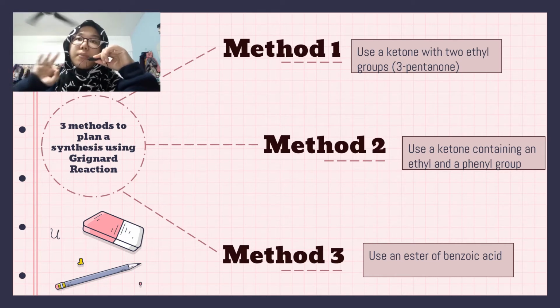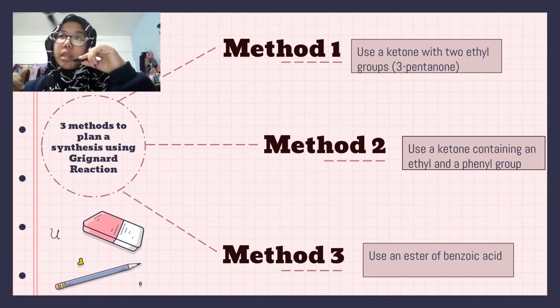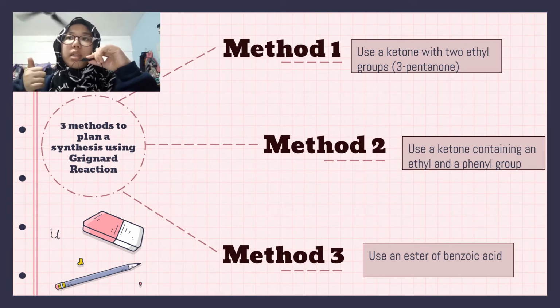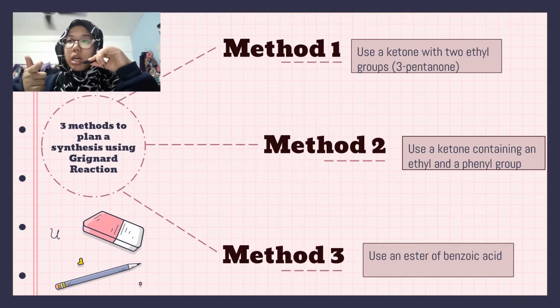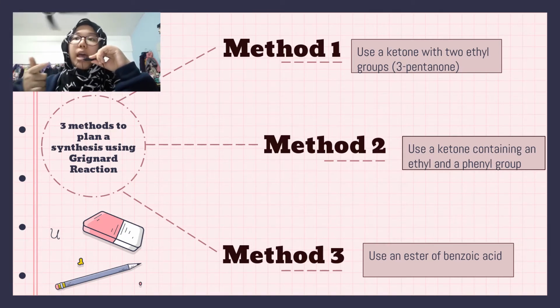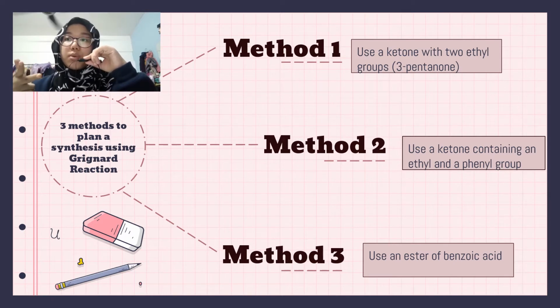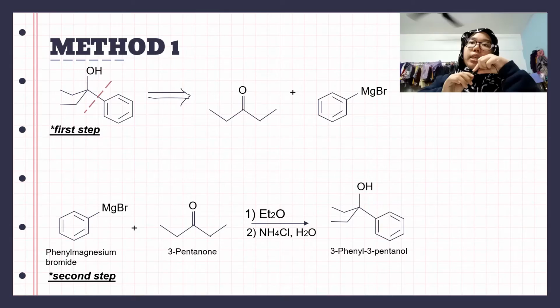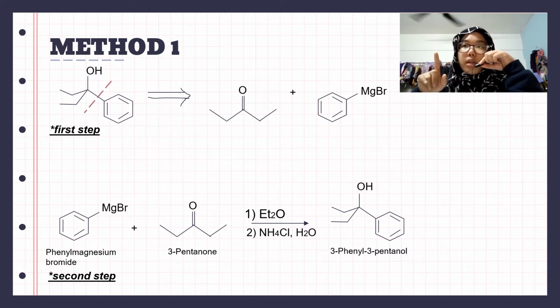There are three methods. Method 1, we use a ketone with two ethyl groups, 3-pentanone. Second, we use a ketone containing an ethyl and a phenyl group. And the last method is we use an ester of benzoic acid. Now we go further with our first method. This time I will use 3-phenyl-3-pentanol to synthesize.